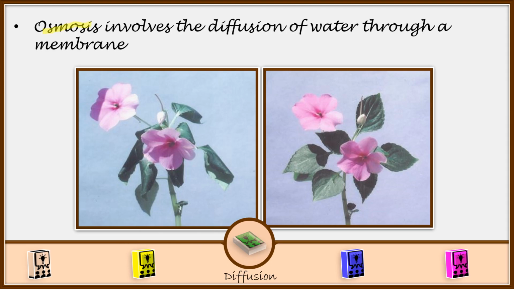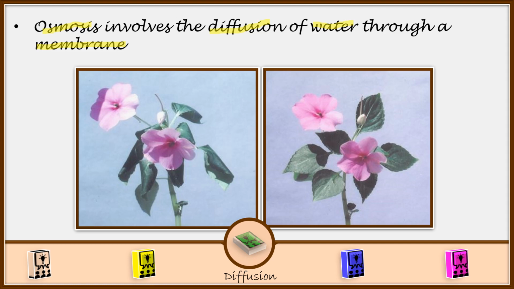Osmosis involves the diffusion of water through a membrane. Water is going to move through a membrane, and that diffusion or movement of water molecules from a region of their high concentration to a region of their low concentration through a membrane is what we call osmosis.